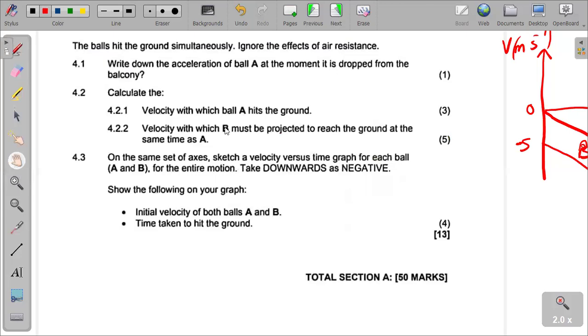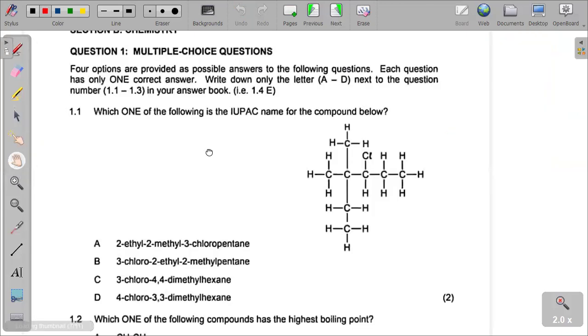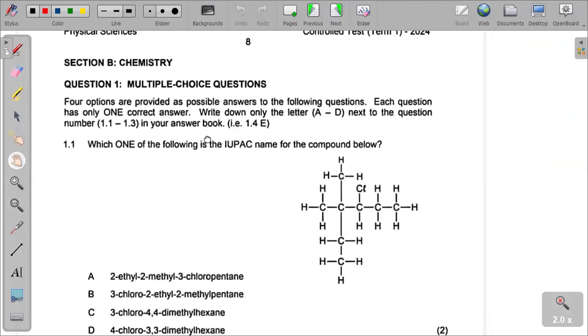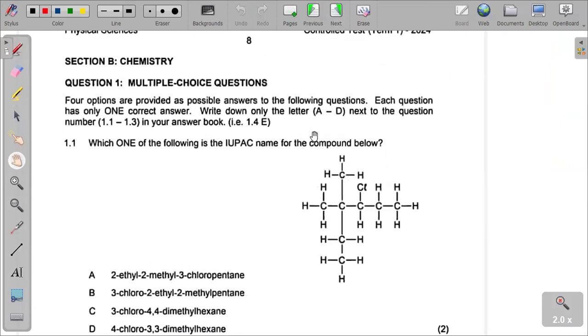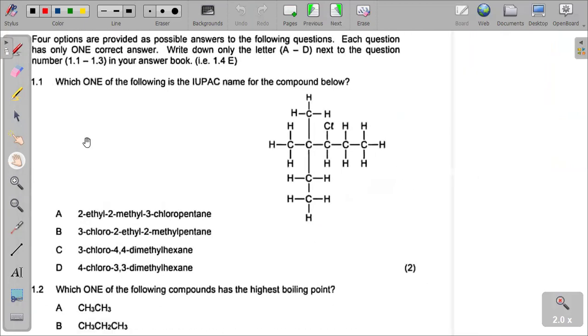So our next question, now we are in section A. Question 1, multiple choice questions. 4 options are provided as possible answers to the following questions. Each question has only one correct answer. Write down only the letter A to D next to the question number in your answer book. Which one of the following is the IUPAC name for the compound below?